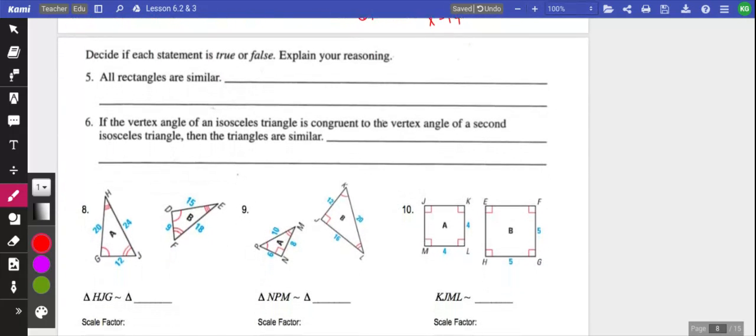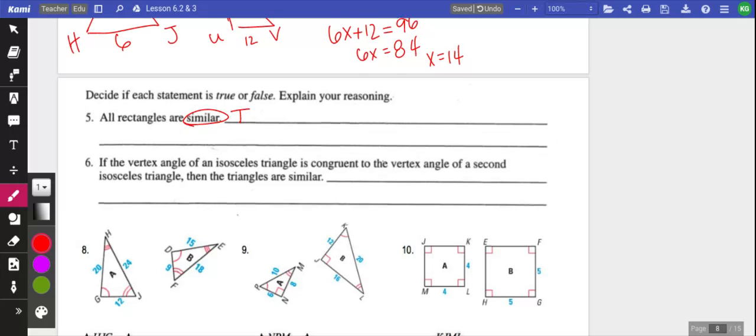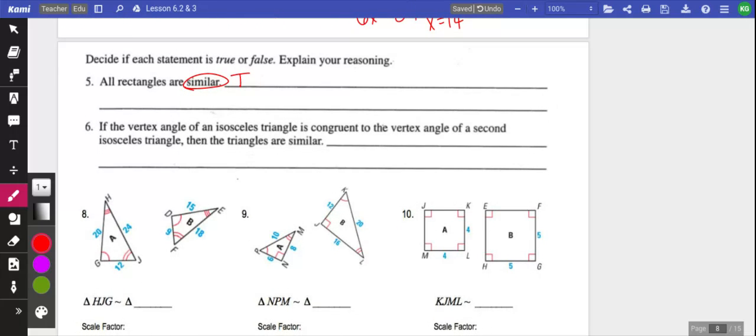Decide if each statement is true or false. All rectangles are similar, which means they're the same shape but different sizes. True. If the vertex angle of an isosceles triangle is congruent to the vertex angle of another isosceles triangle, then the triangles are similar. True.